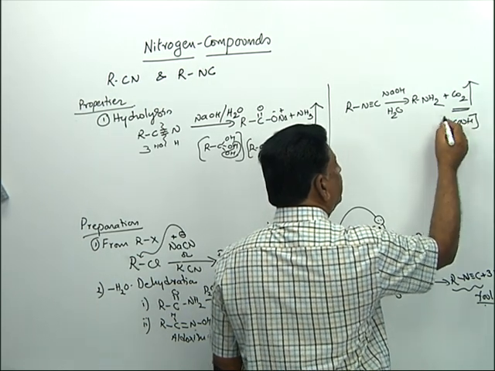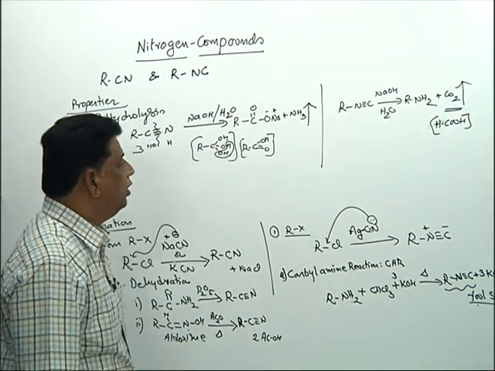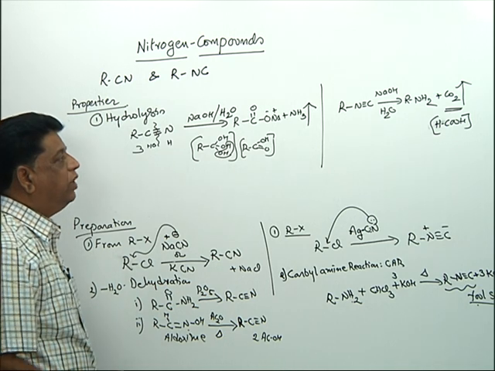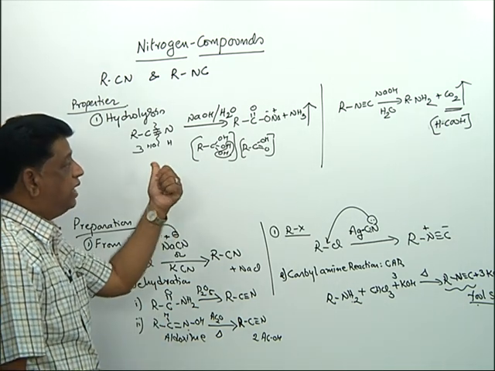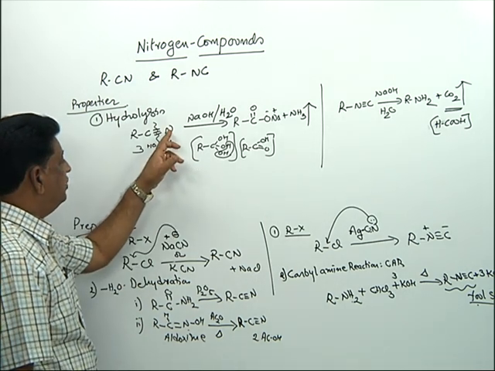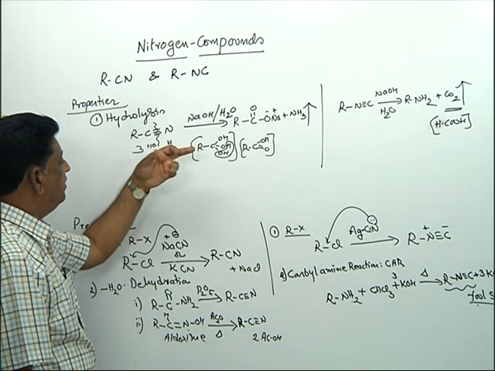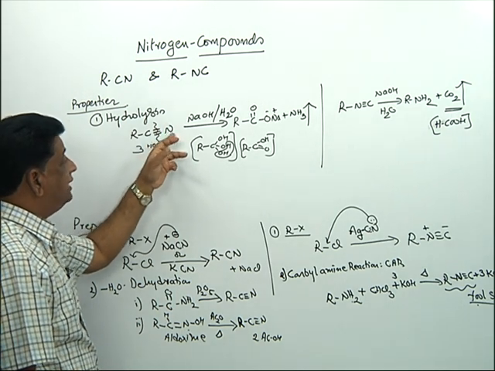This undergoes further hydrolysis to liberate the carbon dioxide. So you will get a 1 degree amine, not the ammonia gas. Ammonia is attached to the R, therefore ammonia is not released. Here the nitrogen is separately attached, therefore this will become detached.